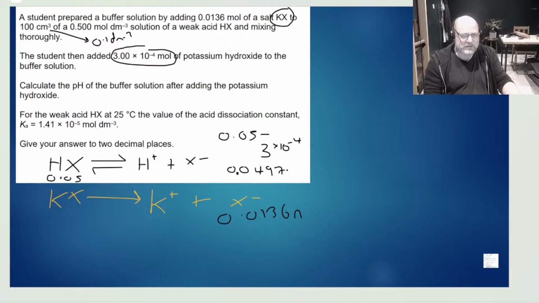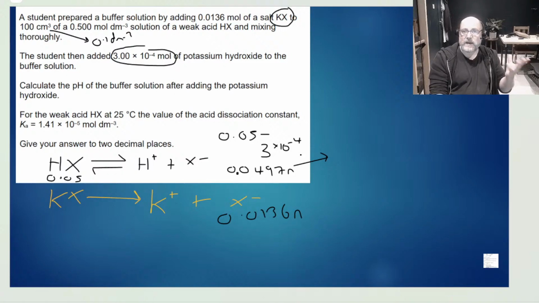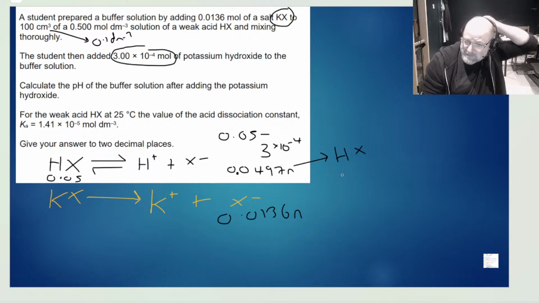0.0497. Is that right? Let me just do this on the calculator. 0.05 minus 3 times 10 to the minus 4 equals 0.0497. So that's how much acid we have left, because some of it got neutralized. So that's how much of my HX I have left. Sometimes they use HA, sometimes HX.